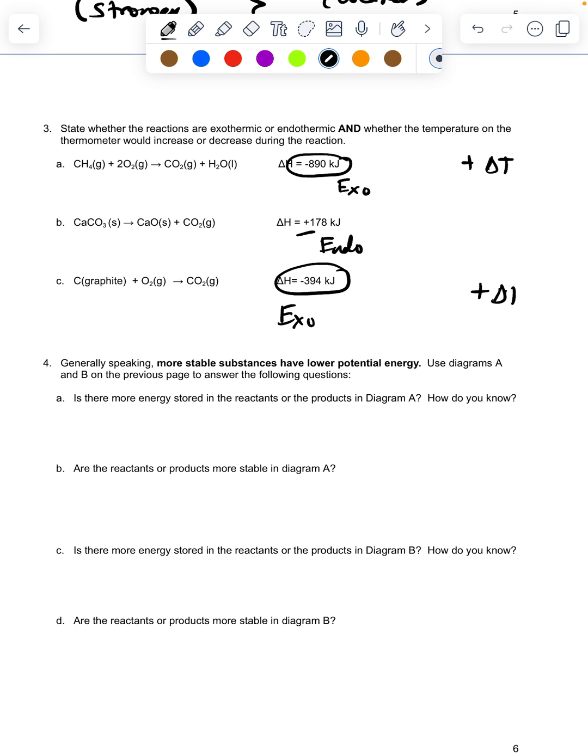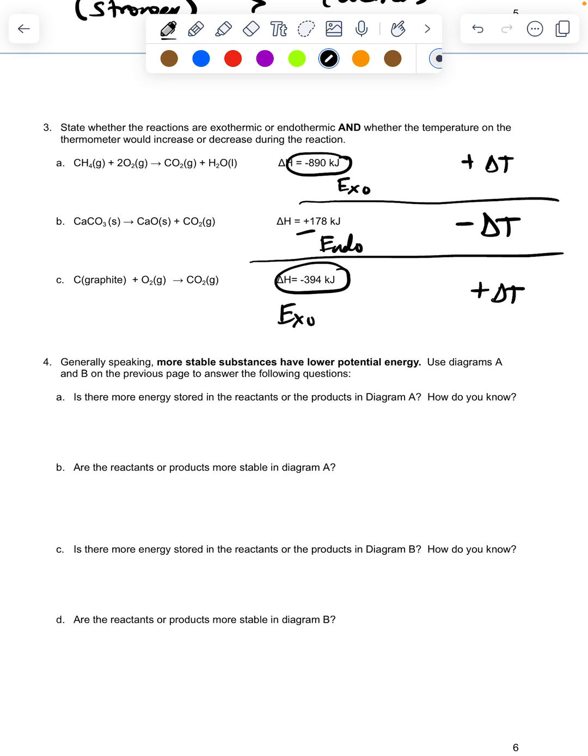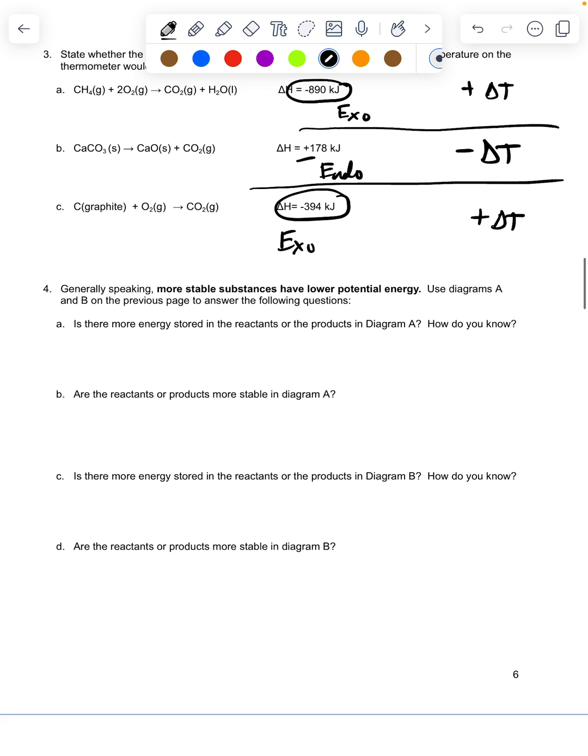So the first and the last one here, A and C, are exothermic reactions, and they would result in temperature increases in the surroundings, whereas the middle one, which is endothermic, would have a decrease in the temperature of the surroundings. And then the final question: generally speaking, more stable substances have lower potential energy. Use diagram A and B on the previous page to answer the following questions.